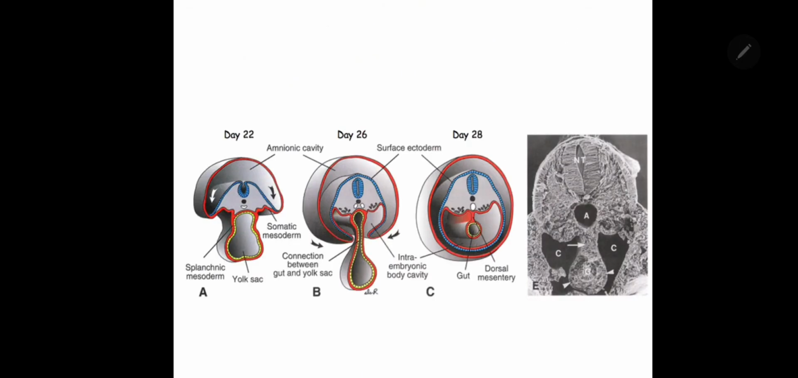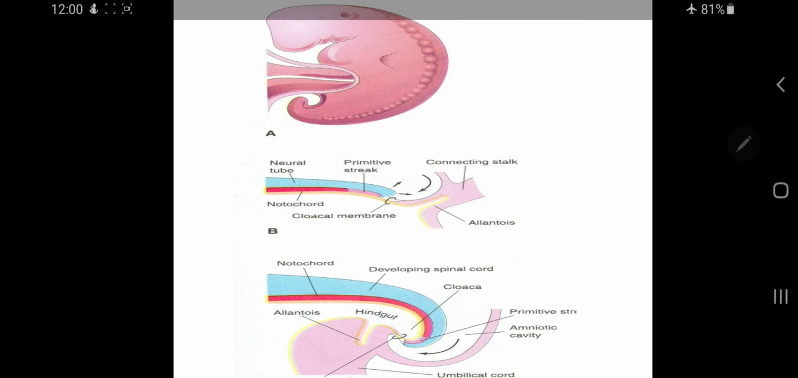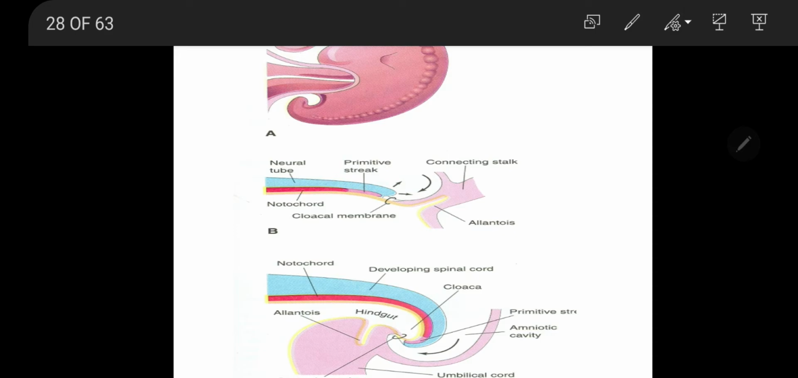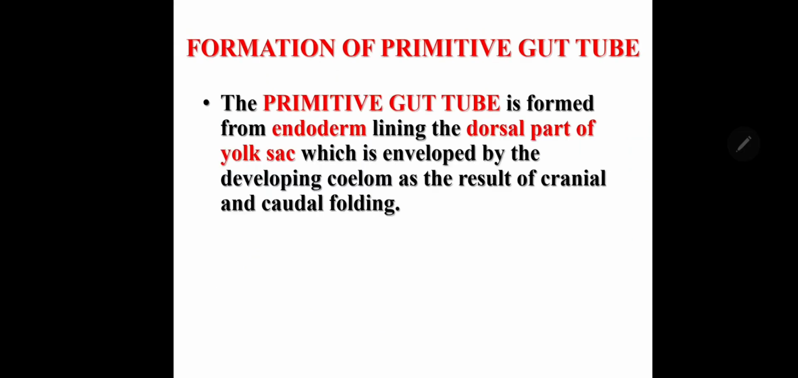Next you can see here, this is the lateral folding. What you are seeing here, you are noticing the lateral folding there, and this is the tail fold. You can see how it is happening. And you can see the cloacal membrane and buccopharyngeal membranes are formed, and there will be formation of a primitive gut tube.